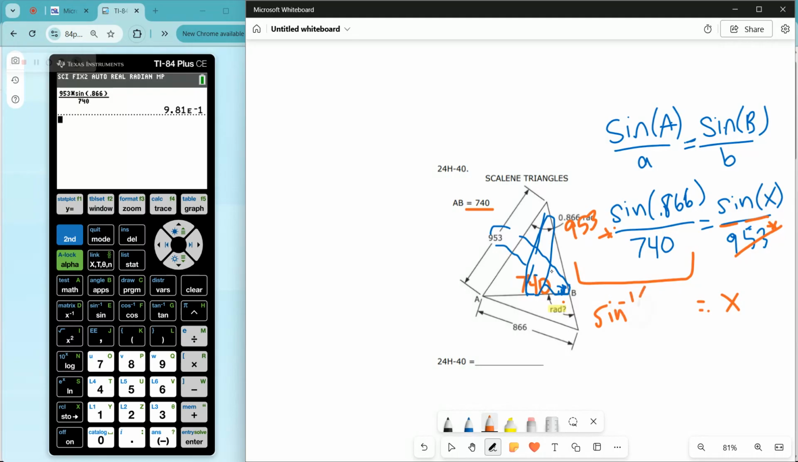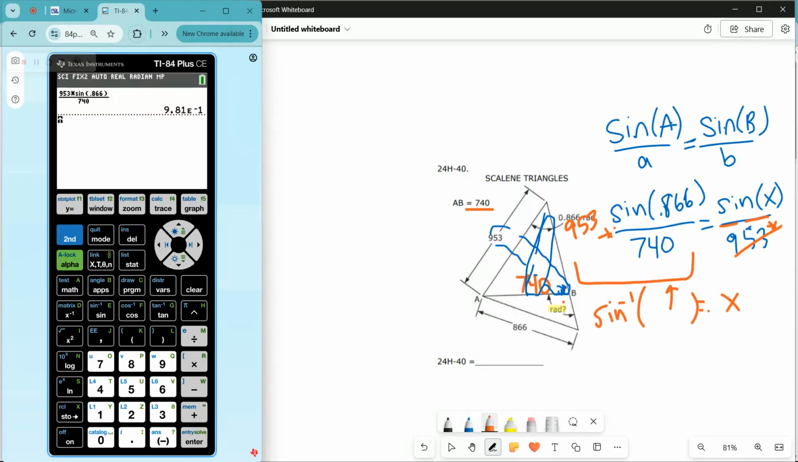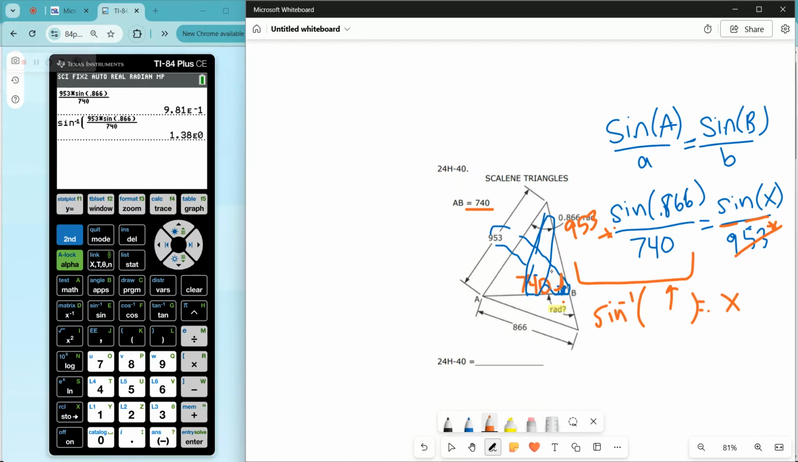So whenever you're solving for an angle, you do the inverse sine. So second sine, I'm going to arrow up. And if you want to, you could arrow up and just grab that whole thing that you typed in, in case your memory on your calculator is running low, so it doesn't round it too early. And so that is this angle right here, this angle above.